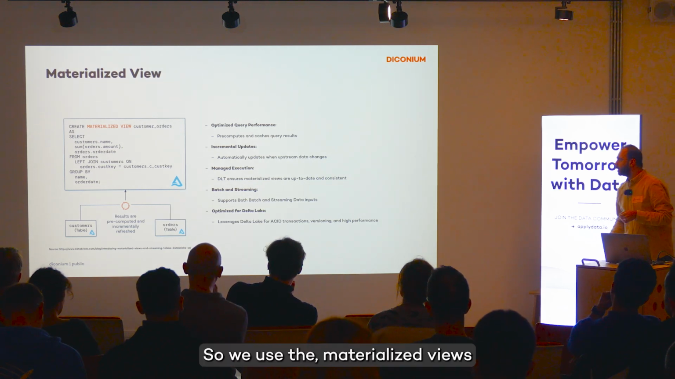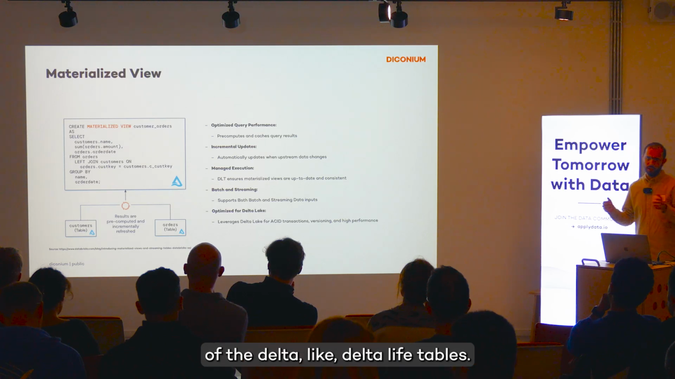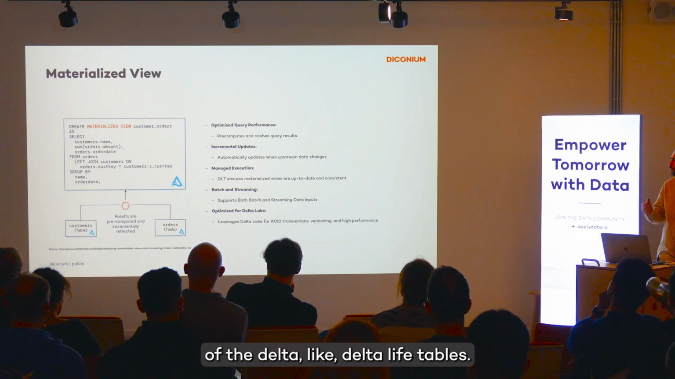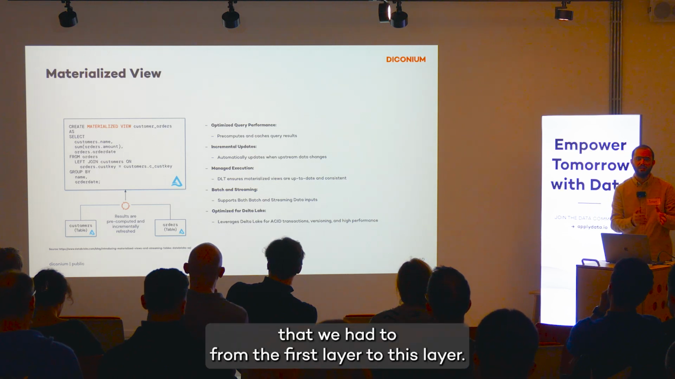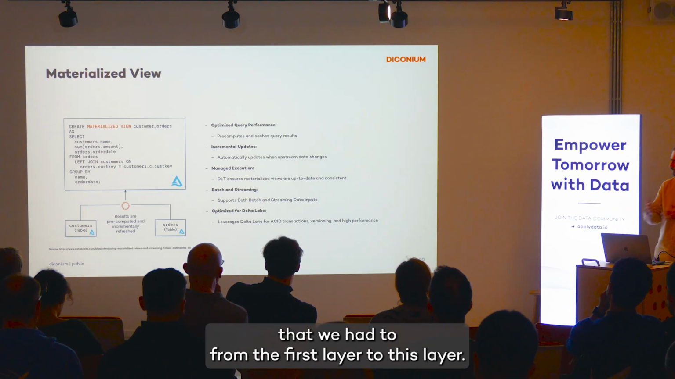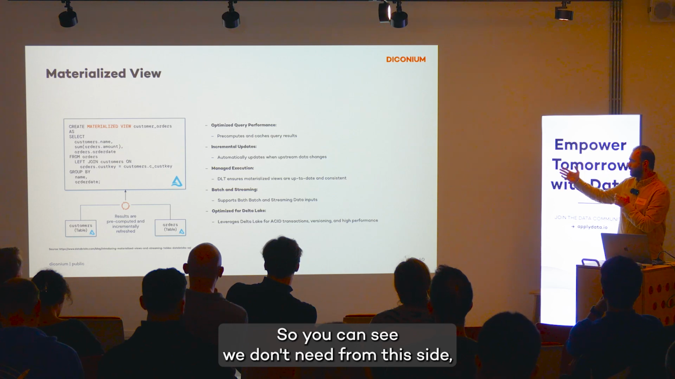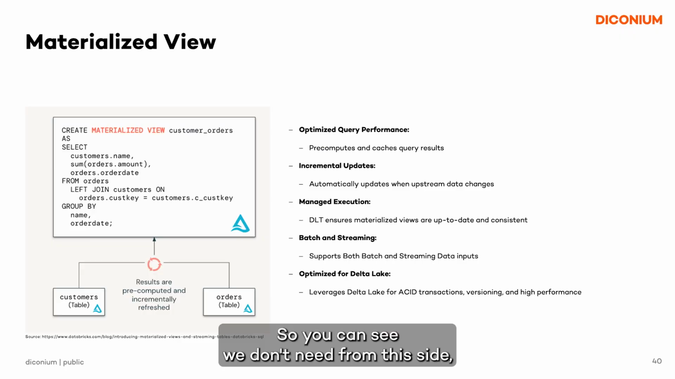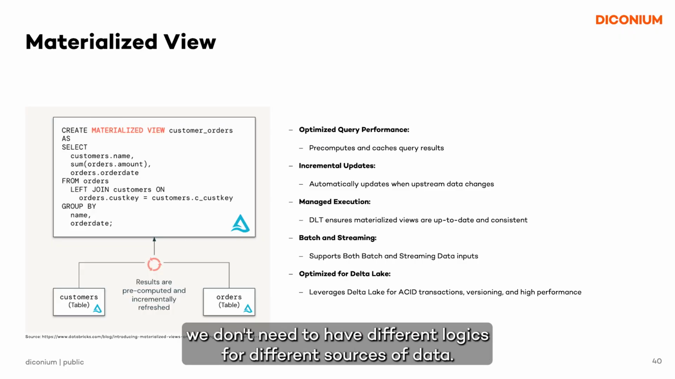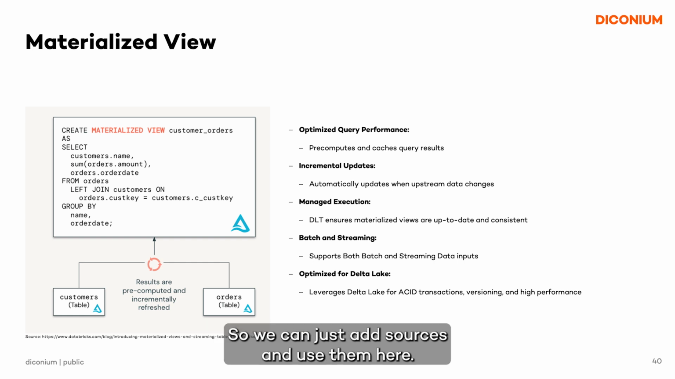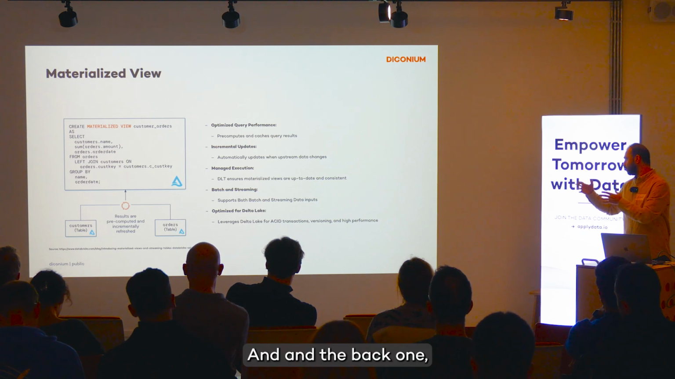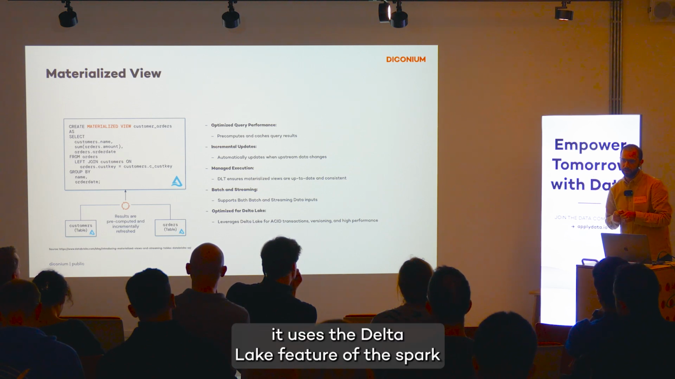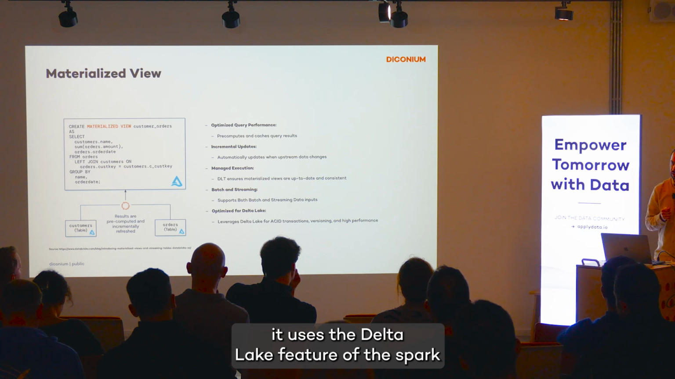So we use the materialized views of Delta Live Tables, and we try to join the ingestions that we had from the first layer into this layer. So you can see that from this side we don't need different logics for different sources of data, so we can just add sources and use them here. And the backbone uses the Delta Lake feature of Spark.